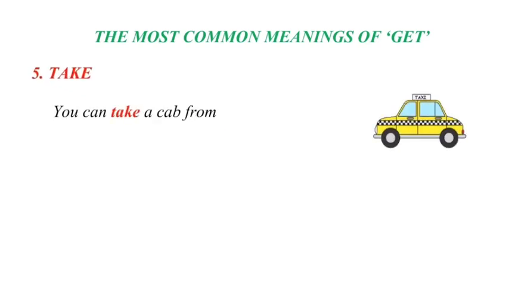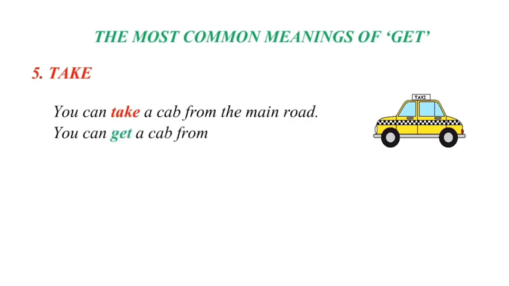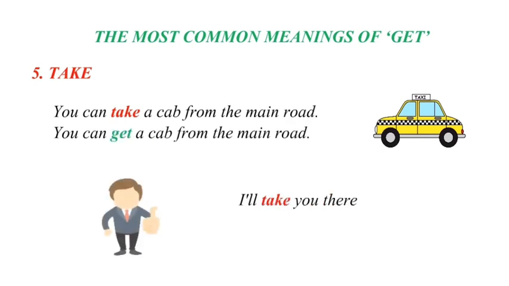Now the next verb we are going to replace with the word get is take. You can take a cab from the main road. You can get a cab from the main road. I'll take you there on time. I'll get you there on time. So this take is actually taking someone with you to some place. So there, instead of take, you can use get. Now this one can bring a bit of confusion for you and this is the 6th use of get, okay?